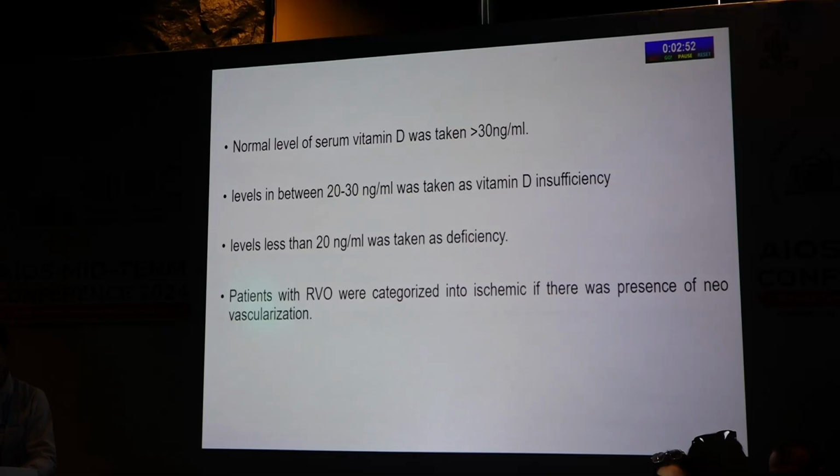We have taken the normal level of vitamin D as more than 30 nanogram per ml. Levels between 20 and 30 were taken as vitamin D insufficiency. Levels less than 20 were taken as deficiency. Patients with RVO were categorized as ischemic if there was presence of neovascularization.